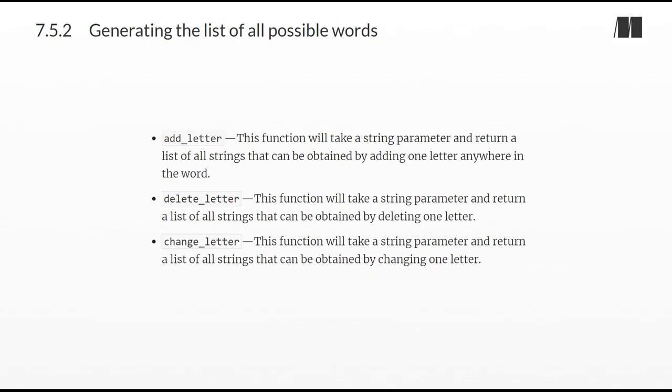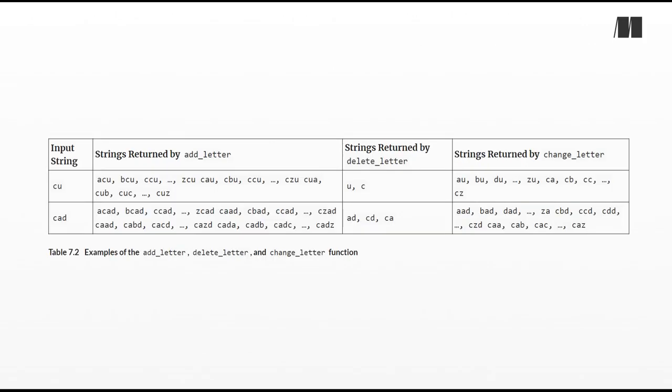Delete letter. This function will take a string parameter and return a list of all strings that can be obtained by deleting one letter. Change letter. This function will take a string parameter and return a list of all strings that can be obtained by changing one letter. Table 7.2 provides what we expect each function will return for 2 different input strings.